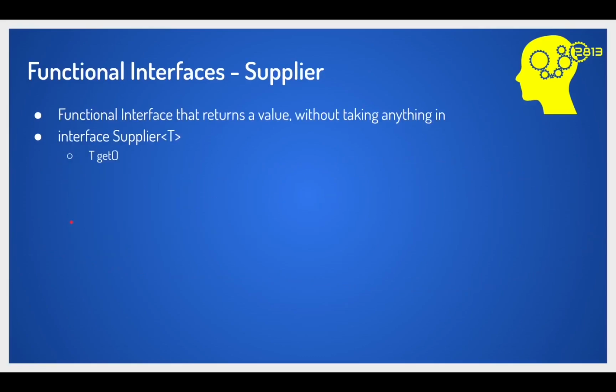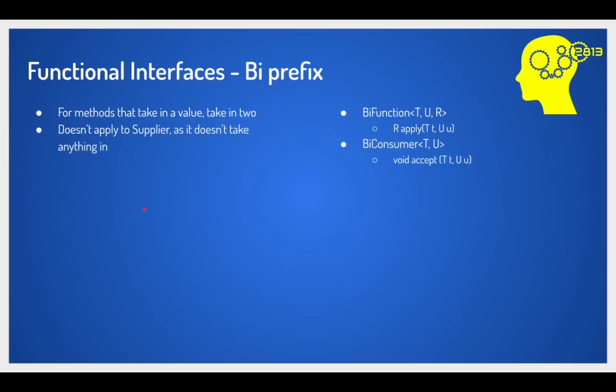Next up, we've got Supplier. Supplier is just a functional interface that returns a value without any inputs. So the one generic argument is the return type of the method get that needs to be implemented.